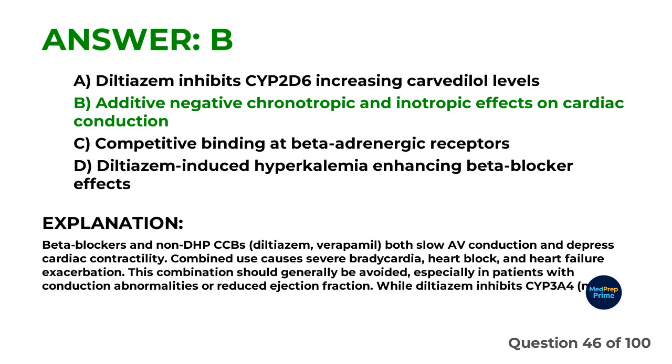Correct answer, B. Beta blockers and non-DHP CCBs, diltiazem, verapamil, both slow AV conduction and depress cardiac contractility. Combined use causes severe bradycardia, heart block, and heart failure exacerbation. This combination should generally be avoided, especially in patients with conduction abnormalities or reduced ejection fraction.